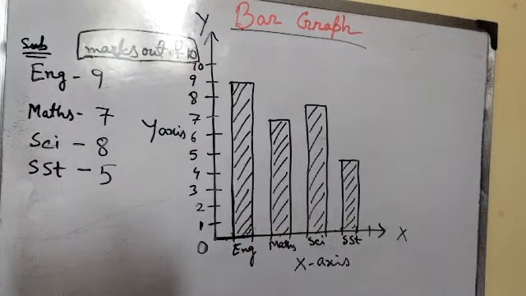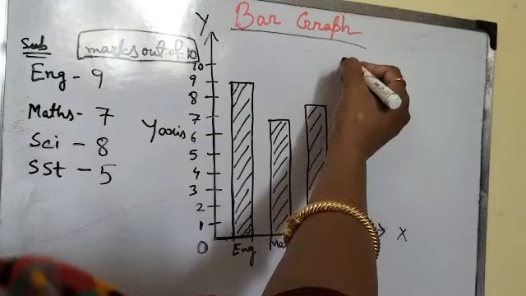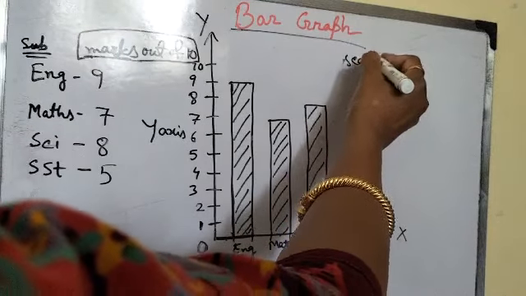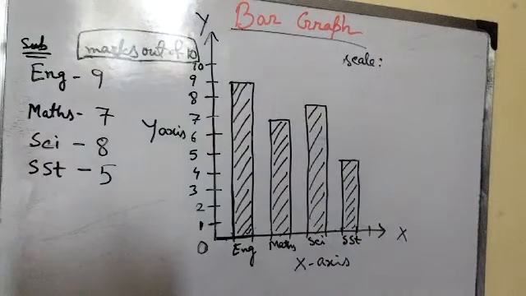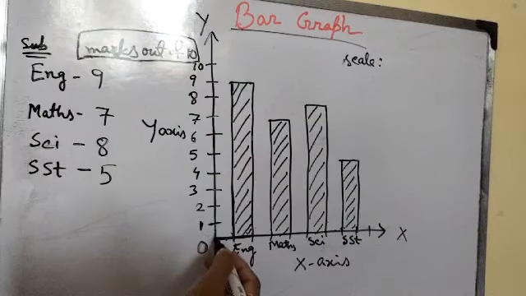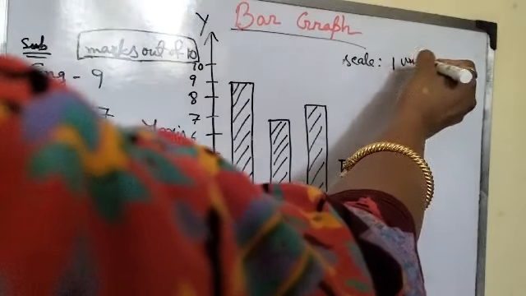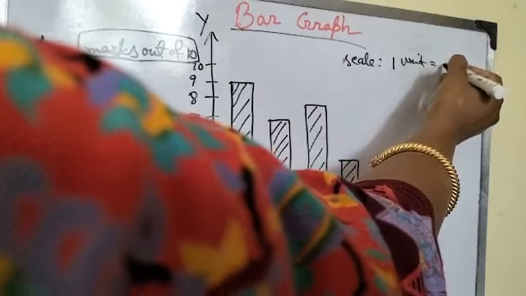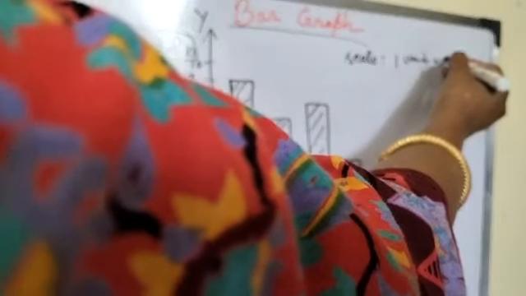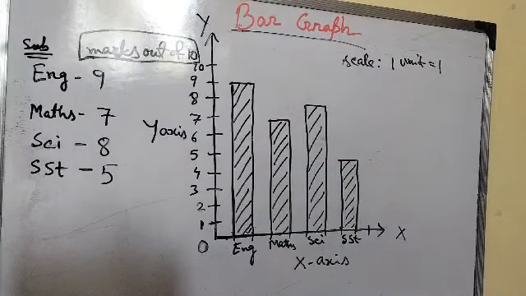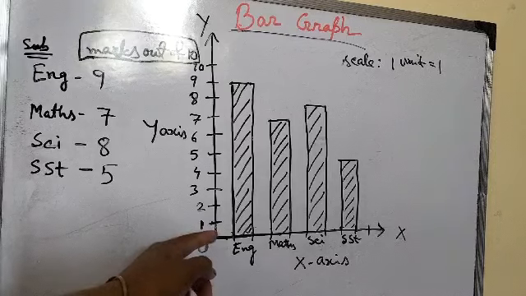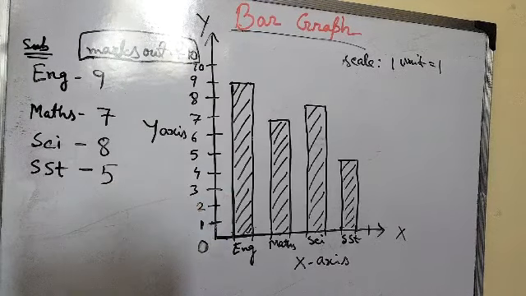And one more thing, here you have to write the unit. That means the scale. You must write the scale. That is a must. Scale means here to here, that is 1 unit. 1 unit equal to 1 mark. That means 1 unit means 10 small divisions are here.